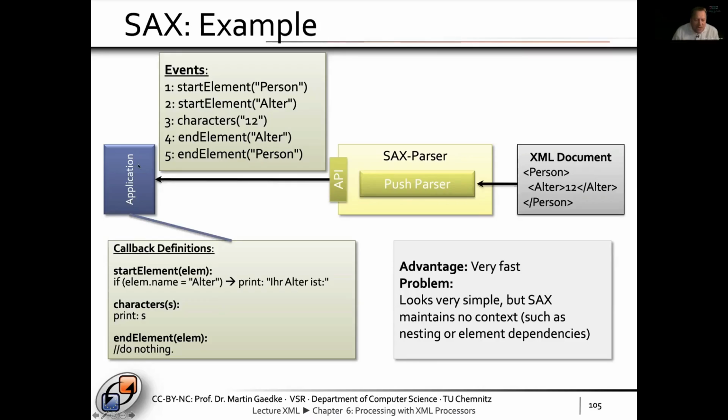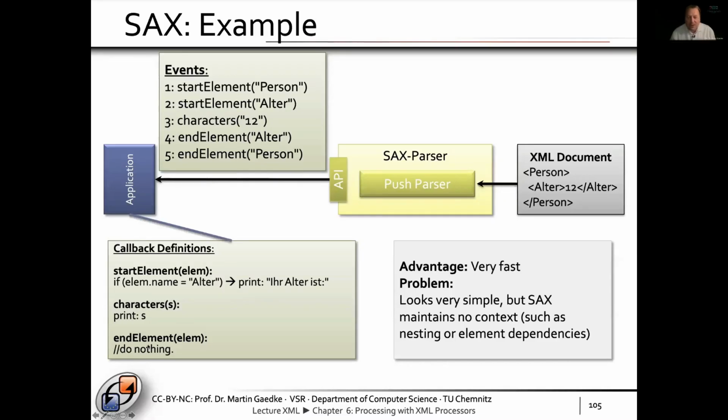So our application contains whatever code, but most importantly, it contains three callback definitions: one for start element, one for end element, and one for characters. And these three callbacks are always called, as the names of these callbacks say. Start element is always called when a start element is found by the push parser. Characters is called when characters are found.